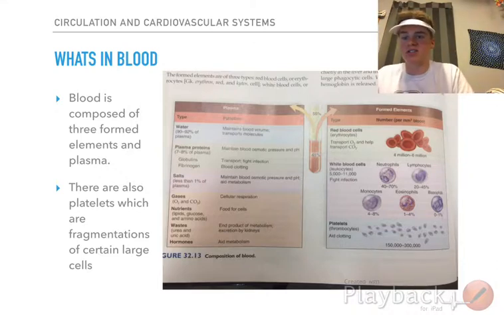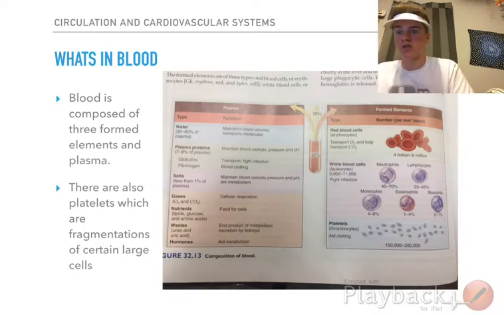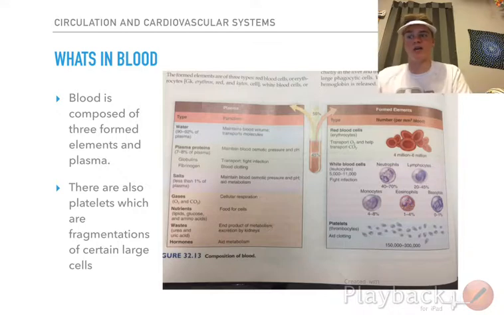And then there's gases, nutrients, waste, and hormones. Gases such as oxygen and carbon dioxide, which are important in cellular respiration. Nutrients such as lipids, glucose, amino acid, which are food for the cells. Waste, which is urea and uric acid, which are end product of metabolism, which are excreted by kidneys. And then, of course, hormones, which aid metabolism.